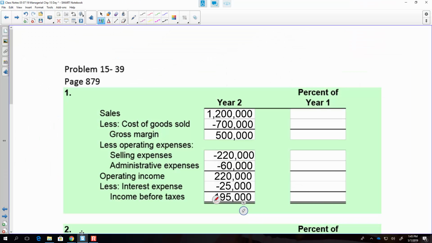Anyway, problem 39 is our first attempt at this. I put the numbers in already, so if you could turn your page to page 79, you can copy those numbers down.